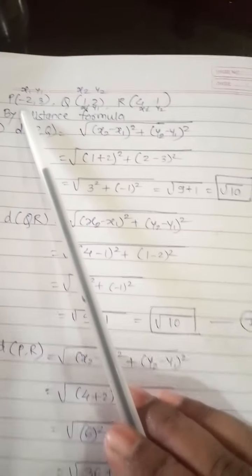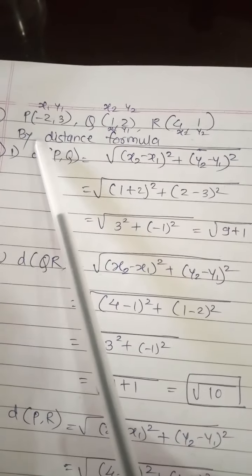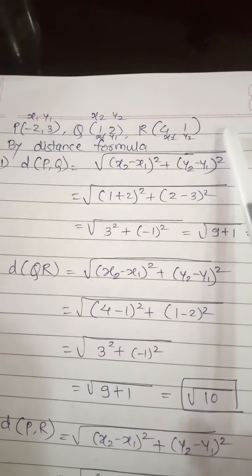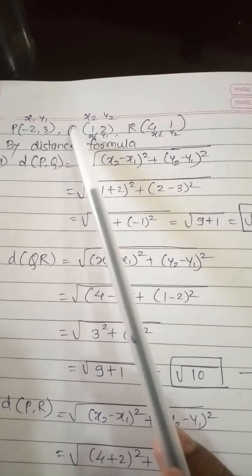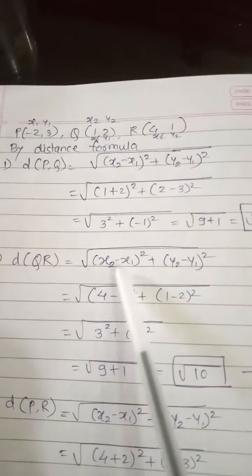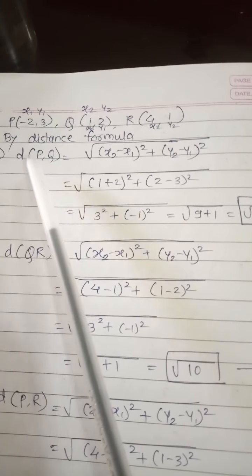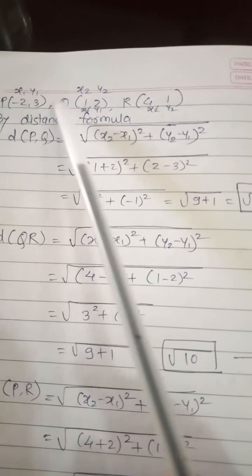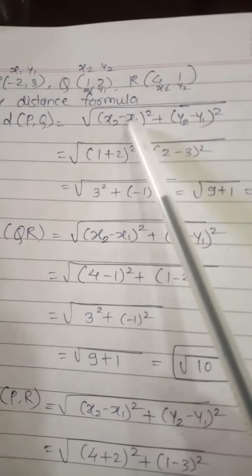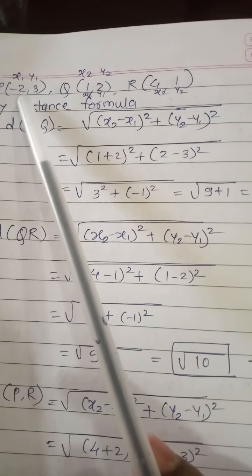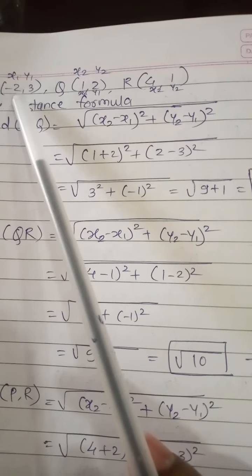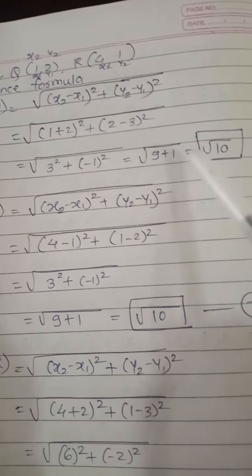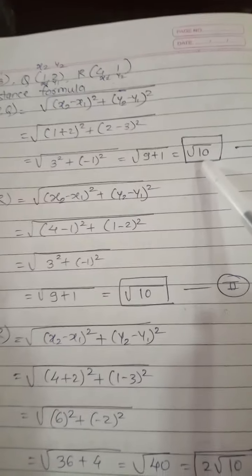We are given the points P, Q and R. The point P has coordinates minus 2, 3, Q is 1, 2 and R is 4, 1. Again we have to find the distances PQ, QR and PR. By using the distance formula, distance PQ is equal to, we write down the formula and put down the values. Here P and Q, so x1, y1 and x2, y2. x2 minus x1, that is 1 minus minus 2, bracket square plus y2 minus y1, that is 2 minus 3, bracket square. So 3 square plus minus 1 square, so 9 plus 1, we get root 10.